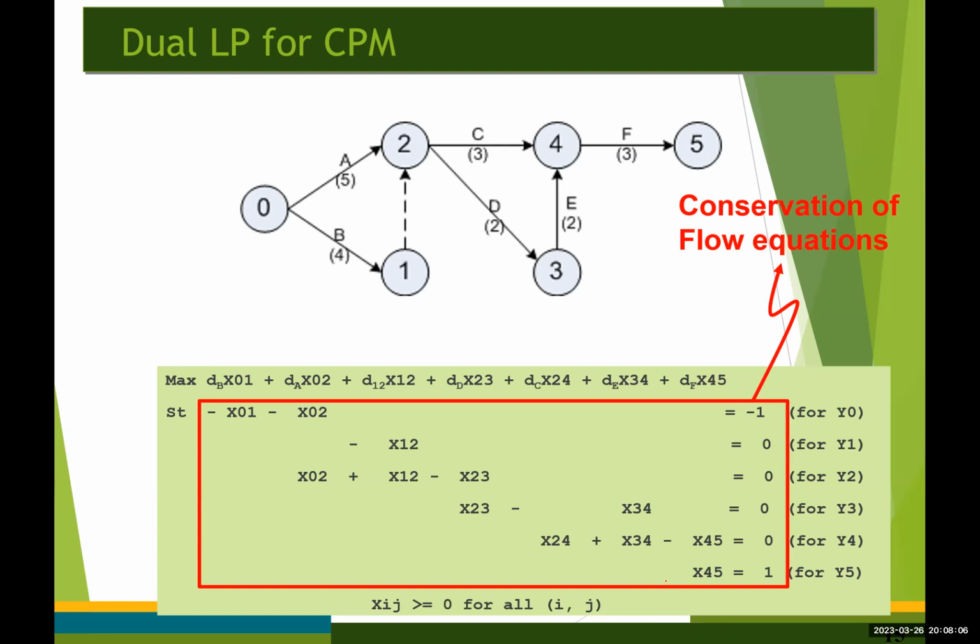And actually, I can tell you that the constraints of the dual LP are the conservation of flow equations for the AOA project network. So if I assume that one unit of flow originates at event number 0, node number 0, destined for node number 5, then for each node in this project network, we have a flow balance equation.